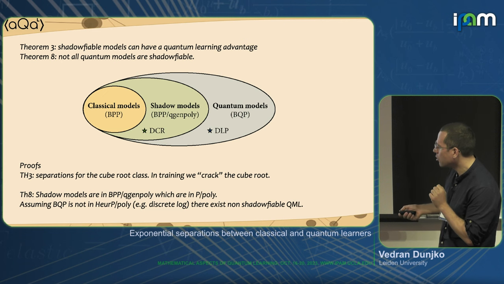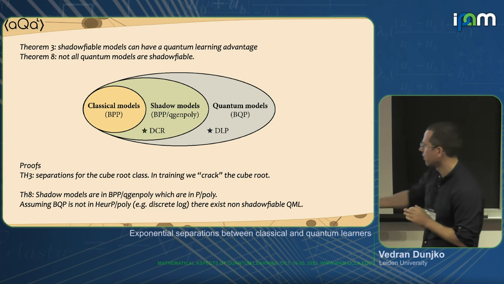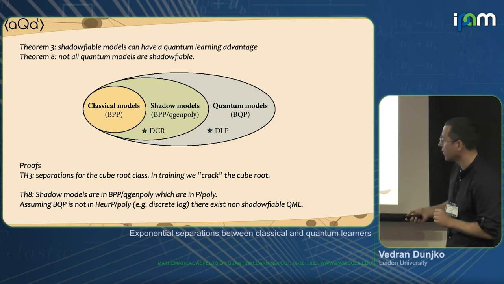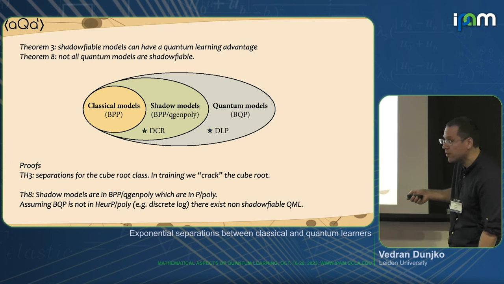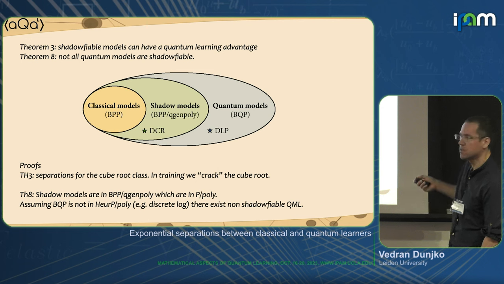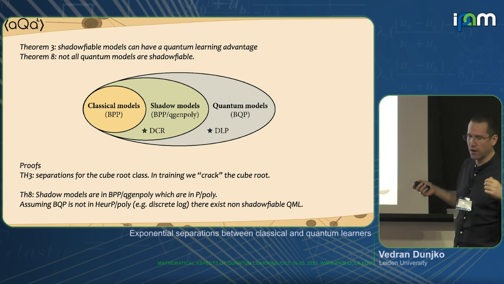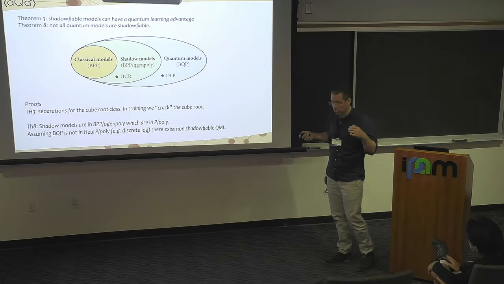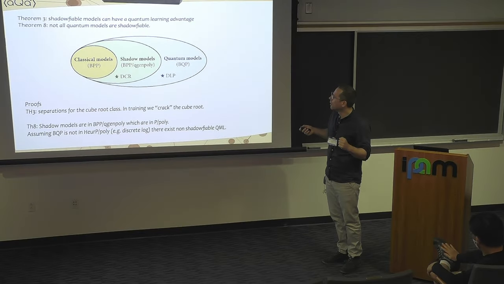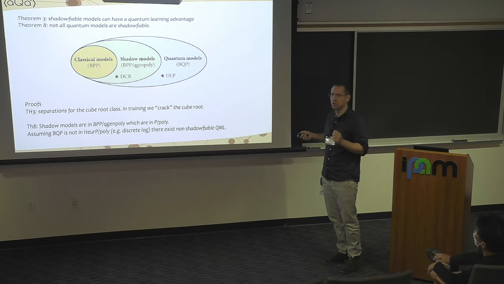Now, if we assume that BQP is not in P/poly, ignore this here for now, it's not very relevant, and we think discrete logarithm is not in P/poly. If it's not there, then it cannot be in BPP/QGenPoly. So it means it's outside. So the discrete log thing, we don't know how to shadowfy. We don't think there is a way of shadowfying it because it would violate assumptions that the discrete logarithm is not in P/poly. Whereas discrete cube root is not classically learnable, but it is shadow learnable.